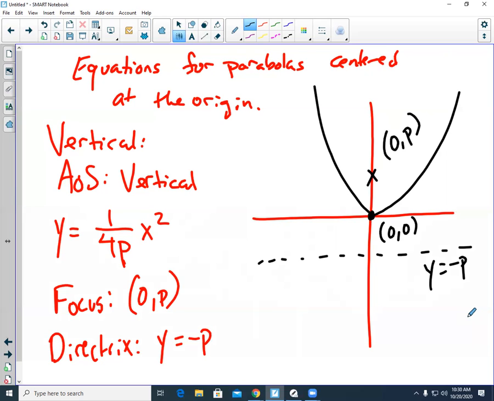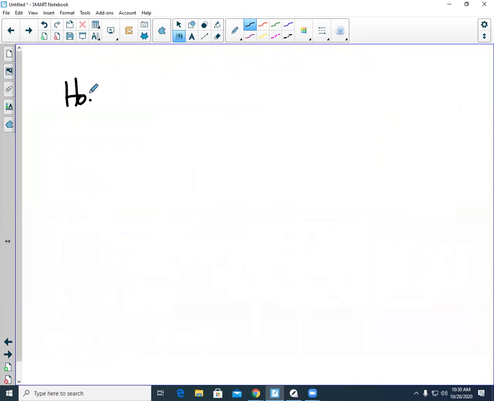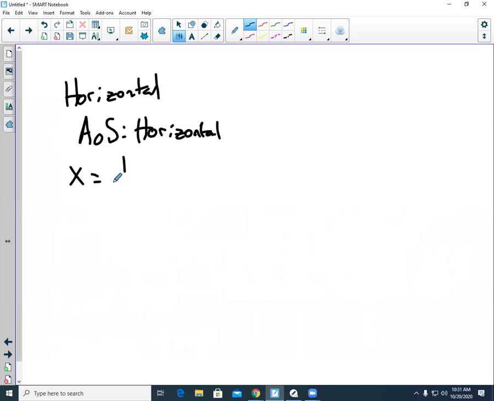Okay, and then the second one is horizontal, and this is going to be where we stop. So the horizontal is going to have an axis of symmetry that is horizontal, which means that this is going to open left or right. That's what it means. It's going to look this way or this way. That's how these things are going to look. So the axis of symmetry is going to be horizontal. The equation is x equals 1 over 4p y squared.